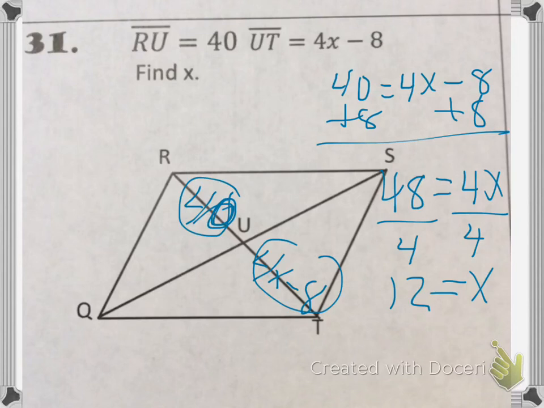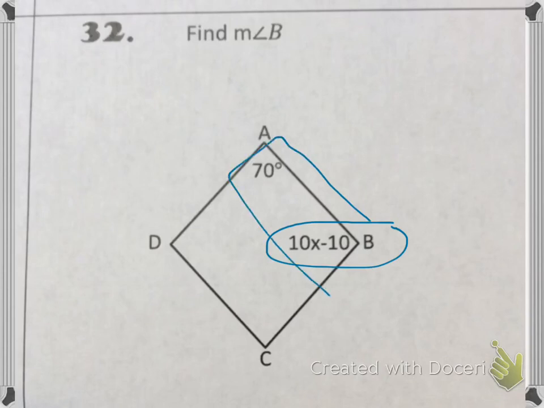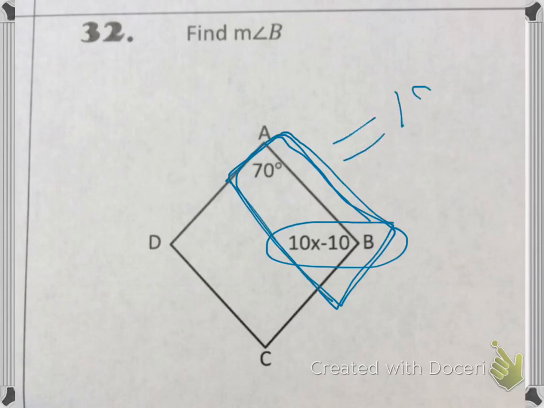All right, you guys, one last problem and we've made it through this review. Number 32 says find the measure of angle B. Well, here's angle B right here. I have a parallelogram that I'm looking at here. So one thing that I knew about parallelograms is that these would be considered consecutive interior angles. And I know that consecutive interior angles have to add together to be 180.